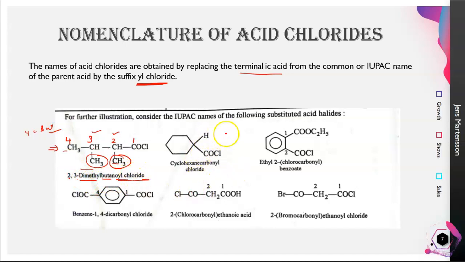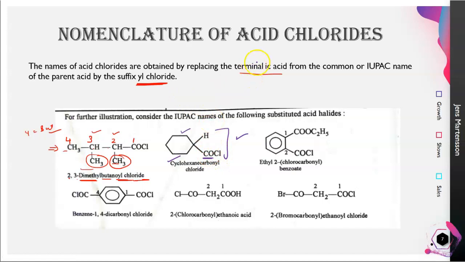Now, see the second example over here. Let me just change the color of the pen. This cyclic structure, this ring structure, is your cyclohexane. That is how you have written the name cyclohexane as such. And this is your carbonyl group attached. So you can write this as cyclohexanecarbonyl chloride. That is quite simple nomenclature for this compound. Likewise, you can see the rest of the examples as well.